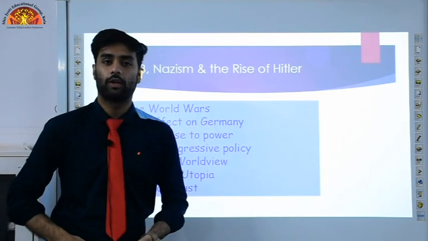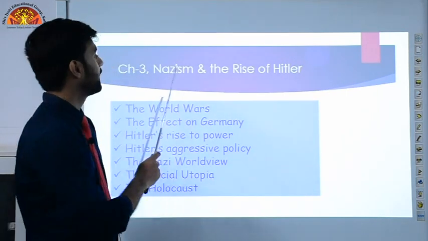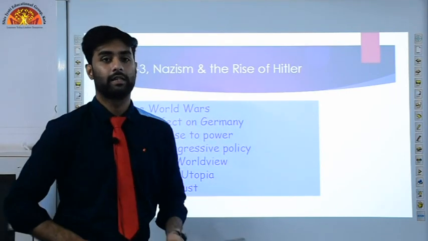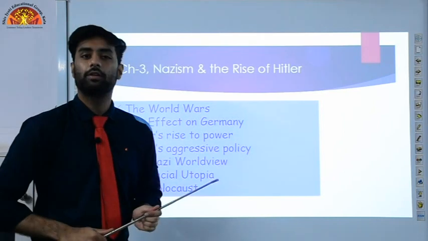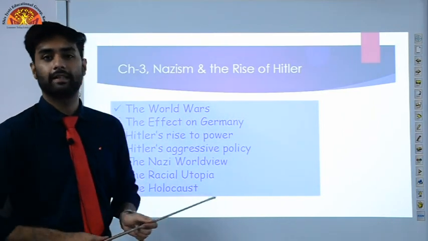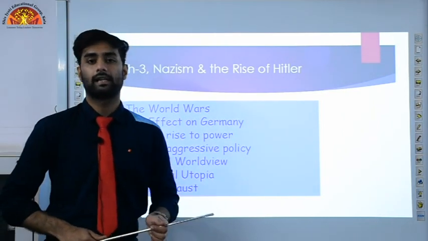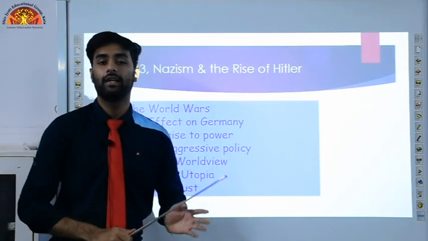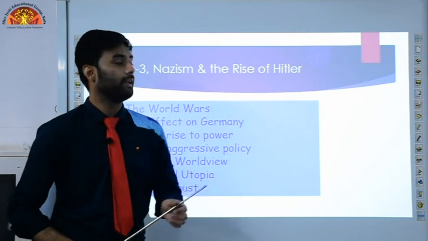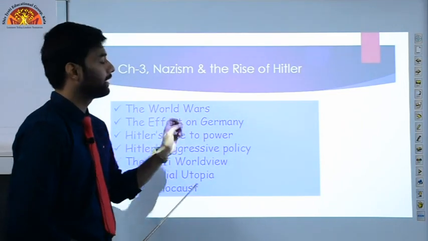And our last chapter was of history, which is chapter number 3, Nazism and the rise of Hitler. It is one of the very interesting chapters we have. In this chapter we learnt about the world wars, which were the First World War and the Second World War. The First World War lasted from 1914 to 18 and the Second World War lasted from 1939 to 1945. We learnt about them and how they affected Germany.